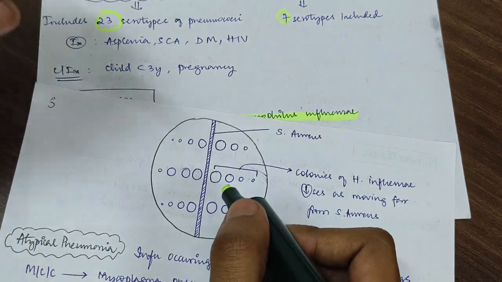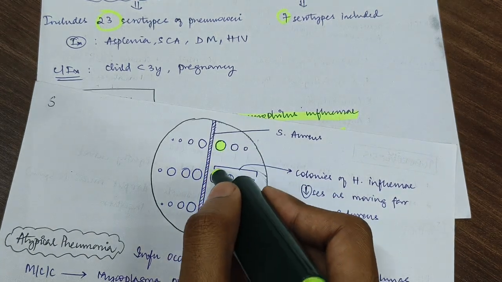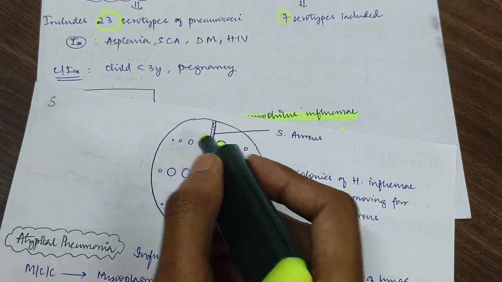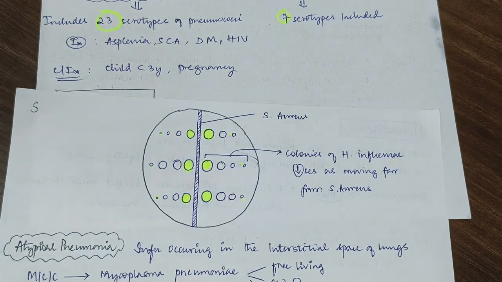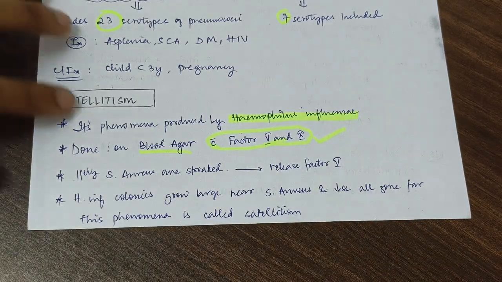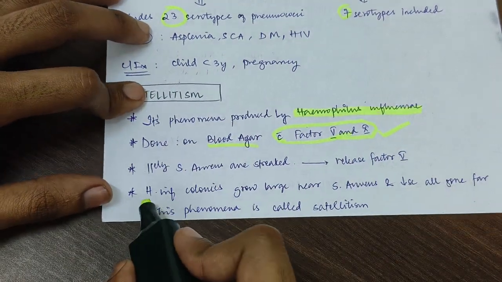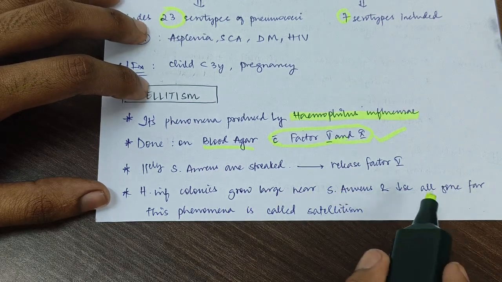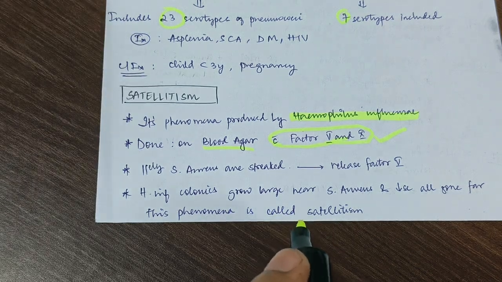See the colonies, as they are near the Staph aureus, the colonies are big. Once they go far from it, the colonies become small. Okay, this is what you must know. So you are going to write: parallel to the Staph aureus, which releases factor 5, the H influenzae colonies grow larger near the Staph aureus and decrease as they go far from it. It will look like a satellite.